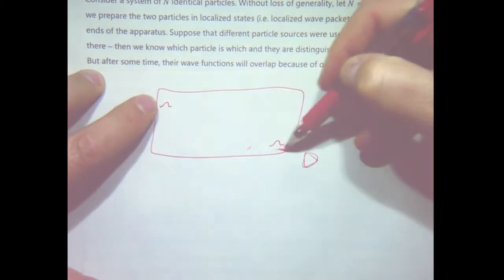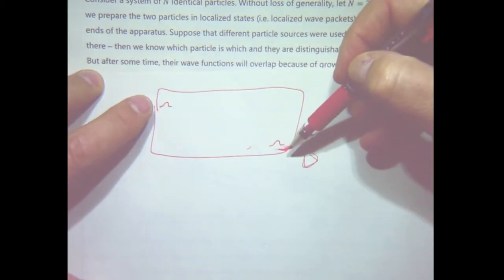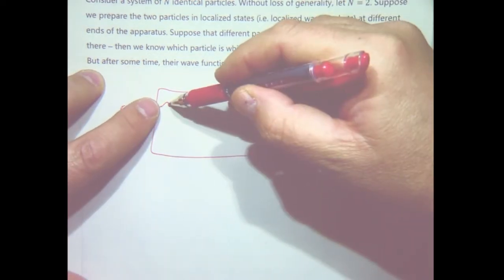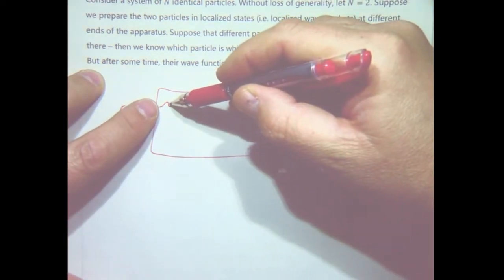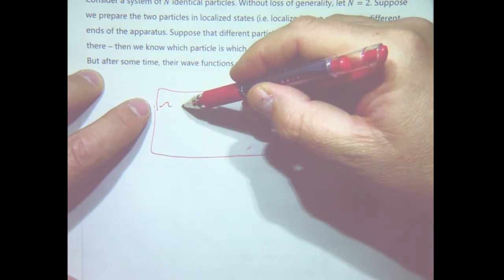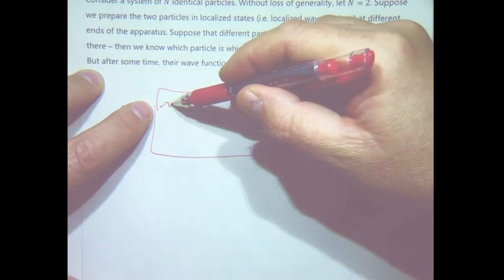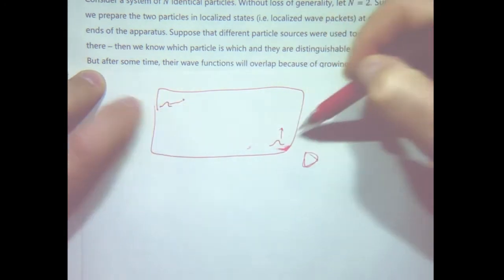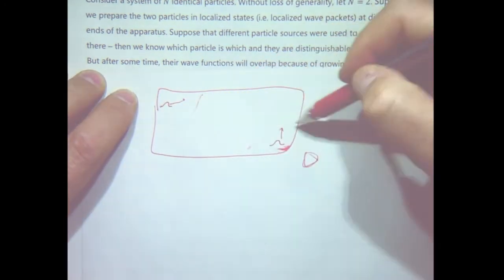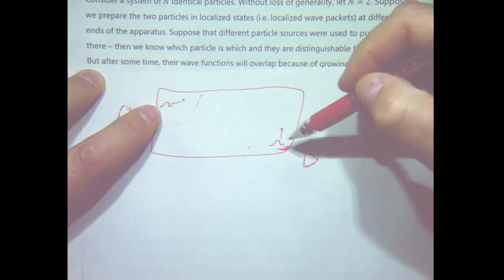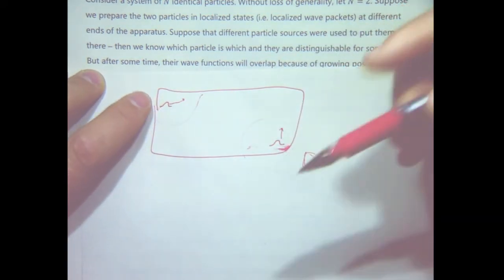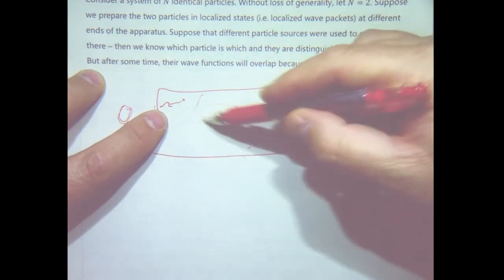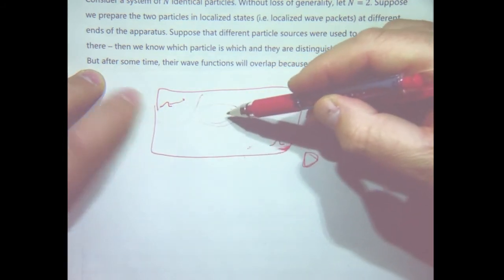Well, as long as they're far apart, and as long as you don't wait very long, they are actually distinguishable, because the probability distribution for this one is not going to spread out very much, and its momentum is, say, not so fast going that way, and this one, let's say, is going that way. So for a while, they're going to be distinguishable simply because they're in different regions of the box. But eventually, what's going to happen is that their wave functions are going to overlap somewhere in the box.